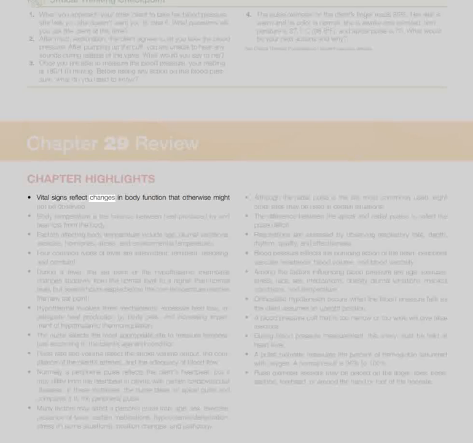Vital signs reflect changes in body function that otherwise might not be observed. Body temperature is the balance between heat produced by and heat lost from the body. Factors affecting body temperature include age, diurnal variations, exercise, hormones, stress, and environmental temperatures. Four common types of fever are intermittent, remittent, relapsing, and constant.